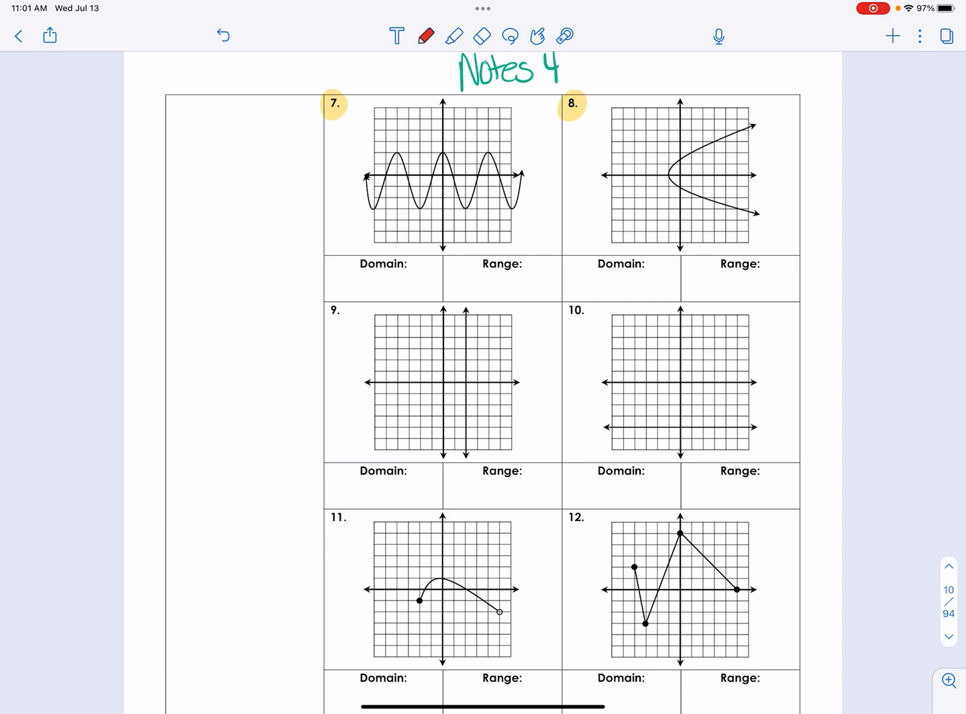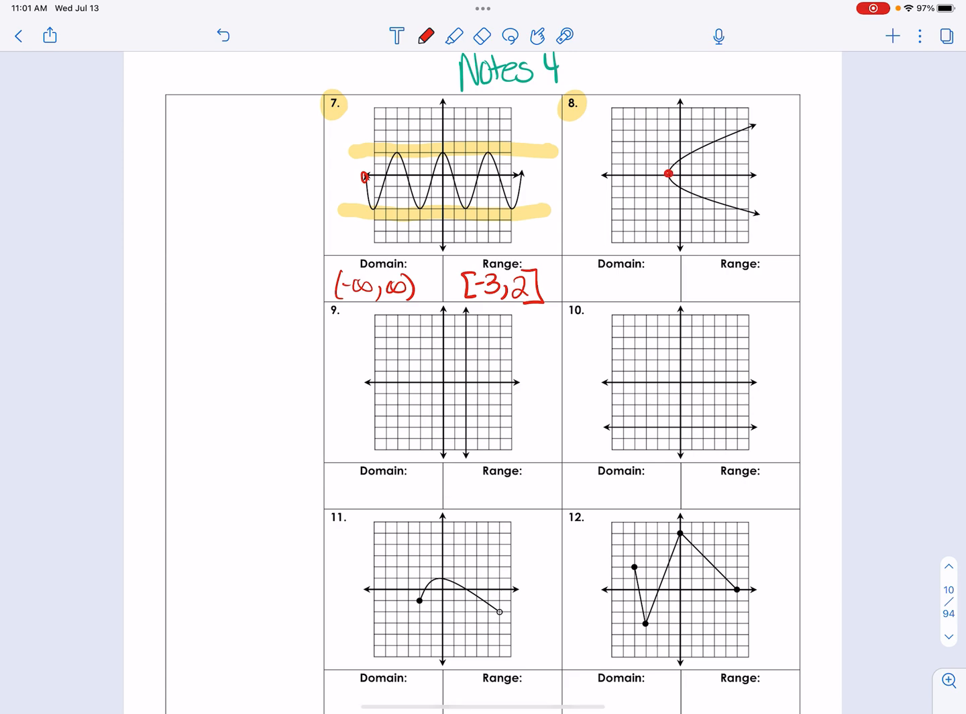All right, so on the domain, these arrows, it just looks like it's going to keep going. So my domain left to right, it's going forever. My range is a little different though. My top is there, the bottom is there. So my range is going from the bottom, -3 is the lowest and 2 is the highest.